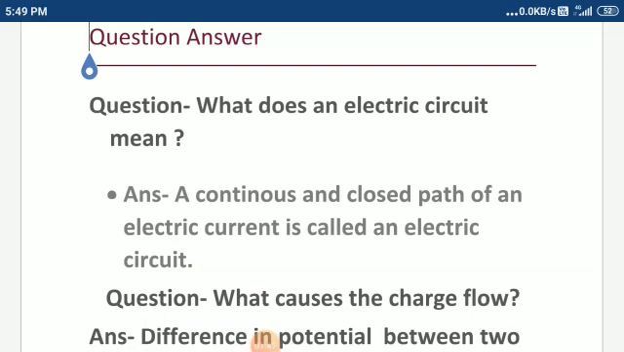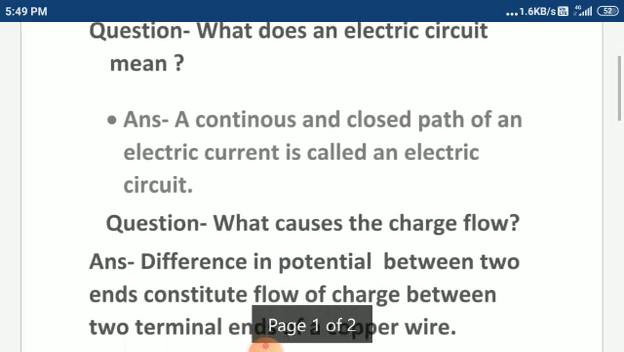So continue with the question answer. Question comes like this. What does an electric circuit mean? So how you will define it? A continuous and closed path of an electric current is called an electric circuit. Remember always, closed means in the case of switches, when we switch on, the circuit is complete and the bulb glows. But in the case of key, when we open the key, the circuit is incomplete and there will be no flow of any current. So these two things are different. We will discuss it afterwards.